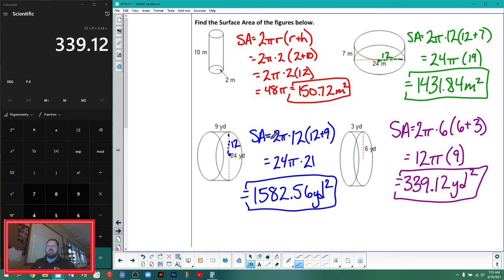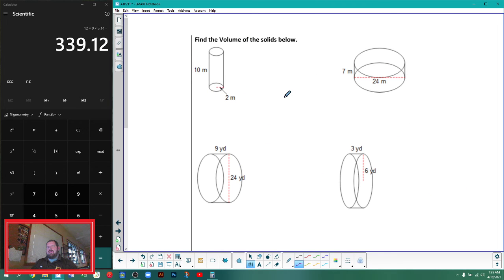Okay, let's move on. For volume, again, we're dealing with the same 4 problems. I'm trying to do that for consistency. But for volume, again, it's a prism. And so if we look for volume, in a prism, the volume of a prism is the area of the base times the height. Since we're dealing with circle bases, we can put that in. Pi r squared times the height.